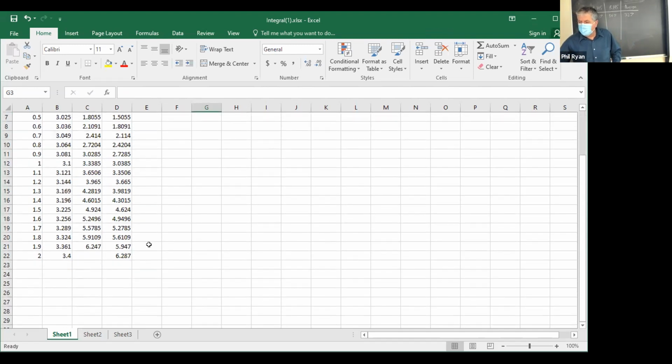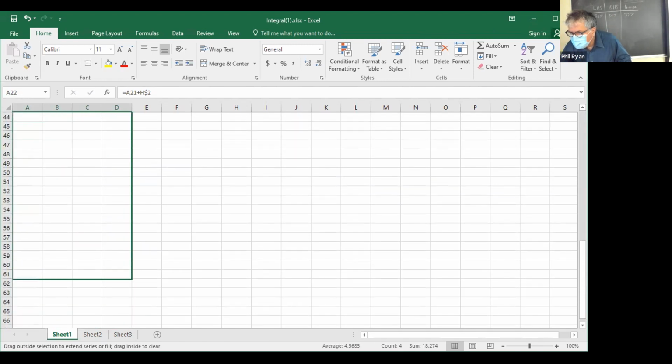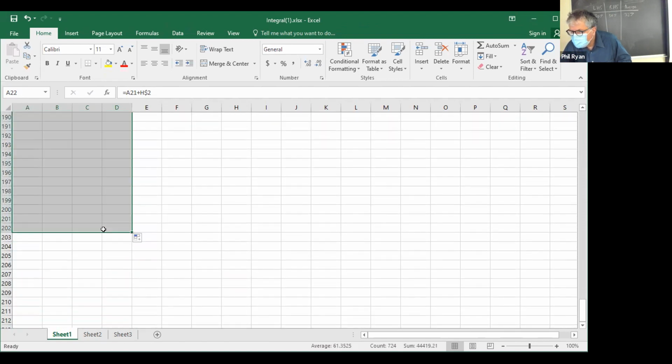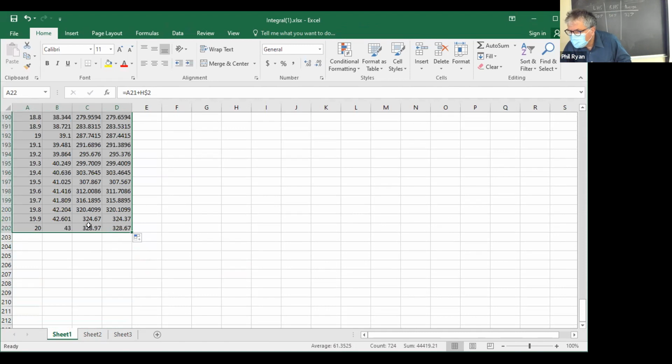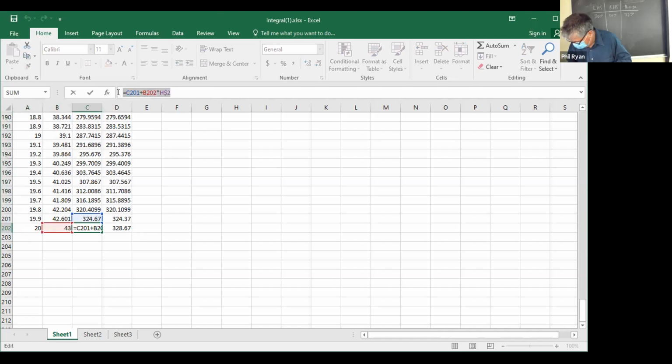Okay, and then I see, the trouble is it now only goes to 2. So I'm going to have to go ahead and complete it to 20. So it'll go to like 200 maybe. There we go. And then I don't need this one because I'm doing the left-hand sum.